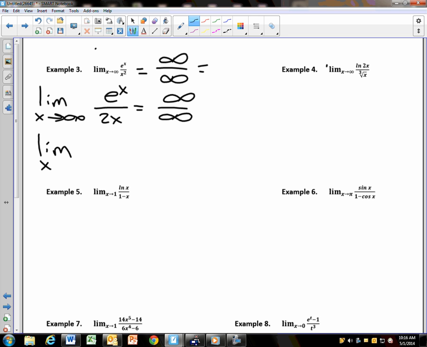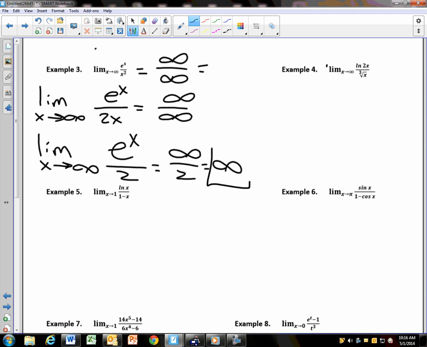You don't get to sigh over taking the derivative of e to the x and 2x, because we still come up with an indeterminate value. If you come up with infinity over infinity, we can do it again. What's the derivative of e to the x? e to the x. What's the derivative of 2x? 2. You get infinity over 2, which is infinity.